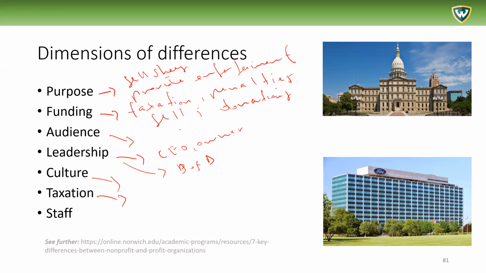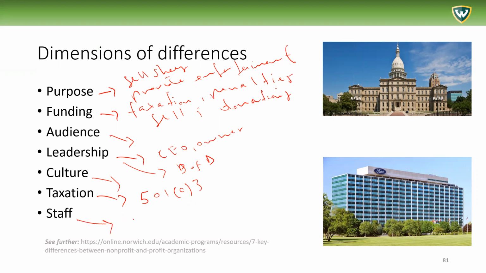Taxation is different. So not-for-profits are usually exempt from taxation because they fulfill a kind of public good. So they're considered in the United States a 501(c)(3) organization, which is not the case for for-profit organizations. They still have to pay taxes to the government, and the government itself does not pay tax. The government collects taxes.